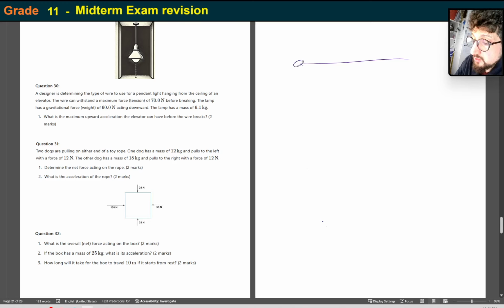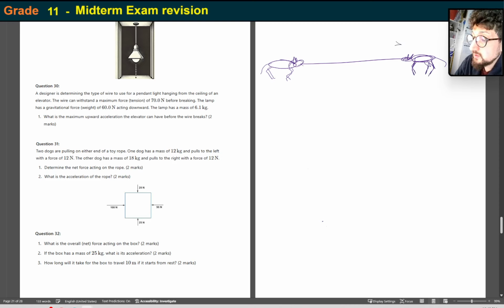I've got a dog over here, and I don't know how to draw dogs. Maybe? No, they have front folding, right? Front folding legs? Back folding legs? I don't know. Here's my first dog, and here's my second dog. And here we go. I should look up how to draw dogs.